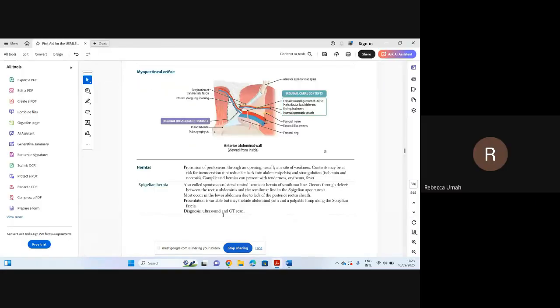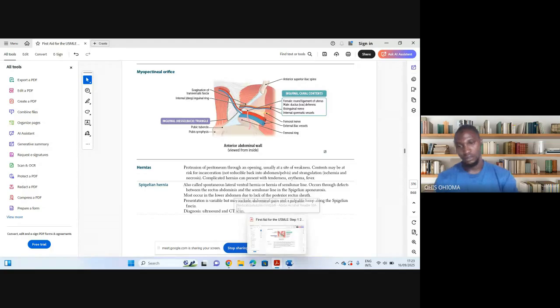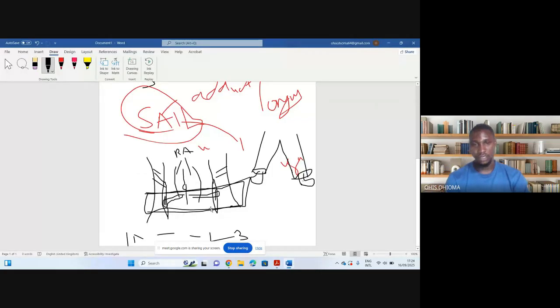It's slightly below the umbilicus. Yes, it's this region here, just a few centimeters above the pubic symphysis, a few centimeters below the umbilicus. That region there is known as the Spigelian region. Right?